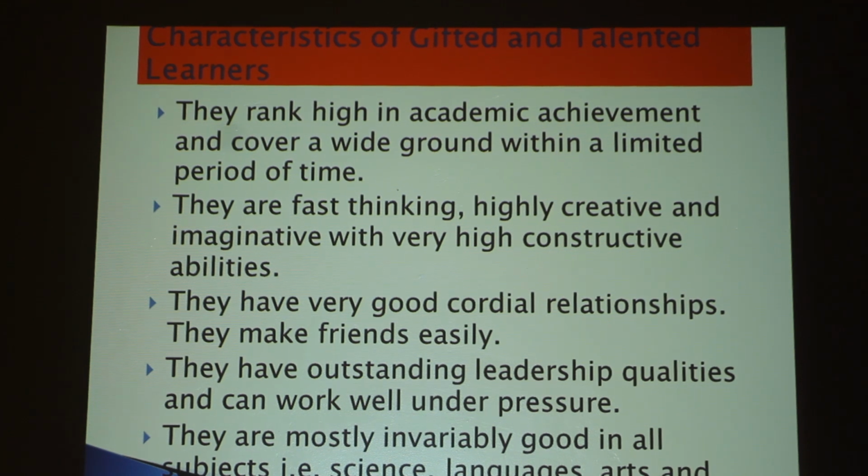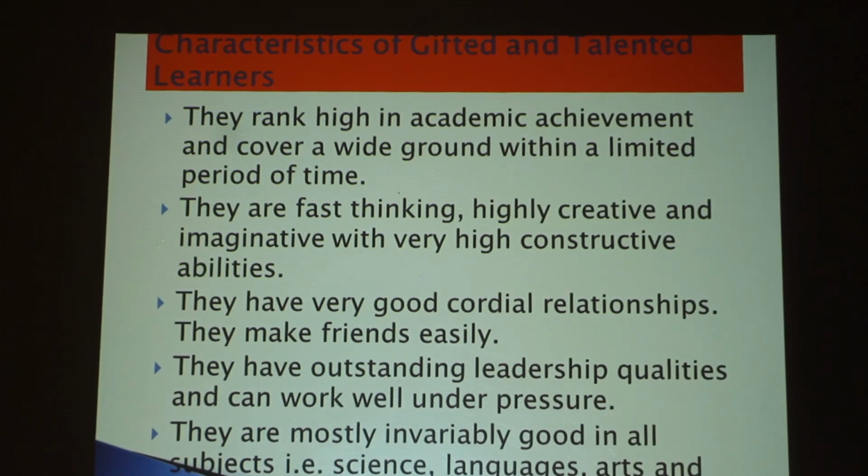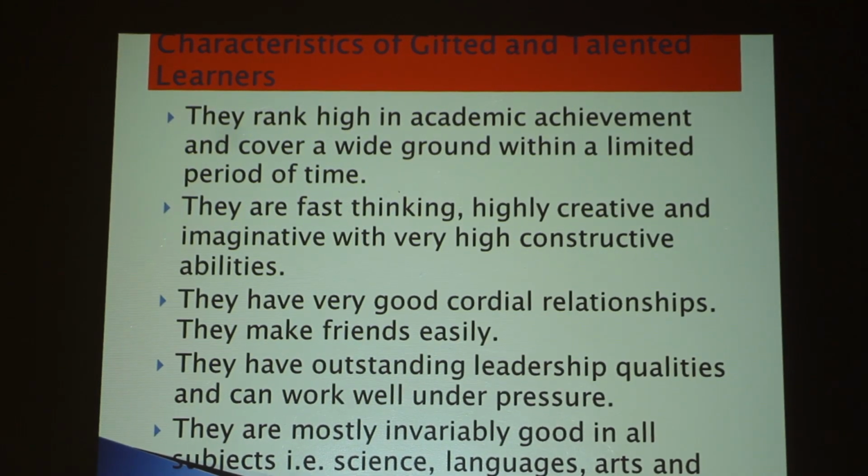They are fast thinkers. Think about something, get a solution, and they're through with it. You give them a mathematical equation, they think through it, they solve it, and they're done. They are quick thinkers. They have good cordial relationships. They relate with ease. These are the most liked students in class, the most jolly person in class. Those are the gifted learners. You have them in class, you can observe and see them.